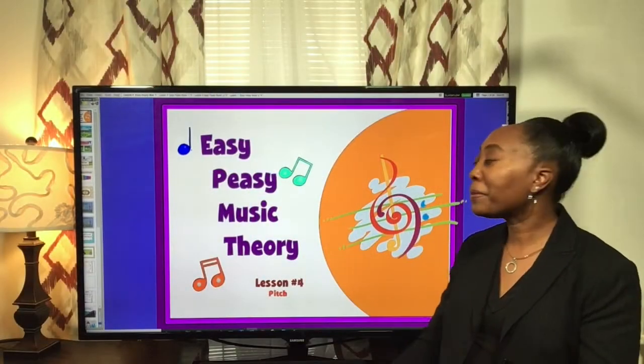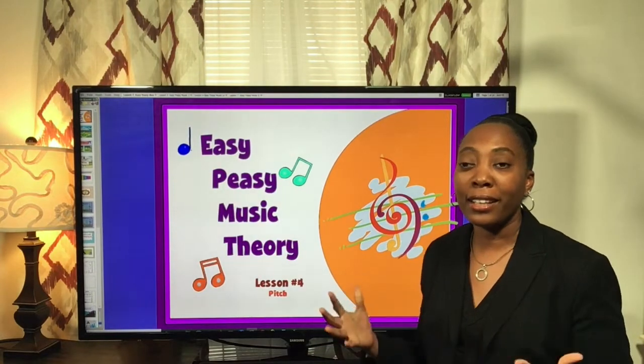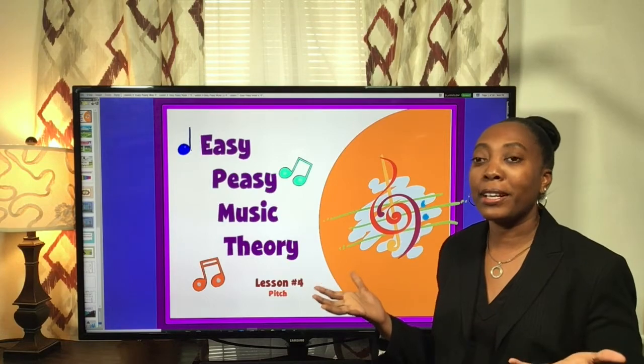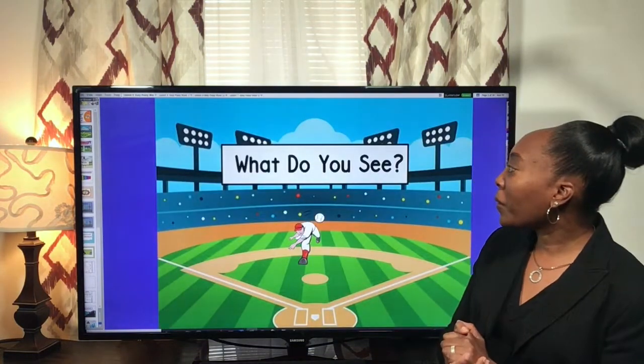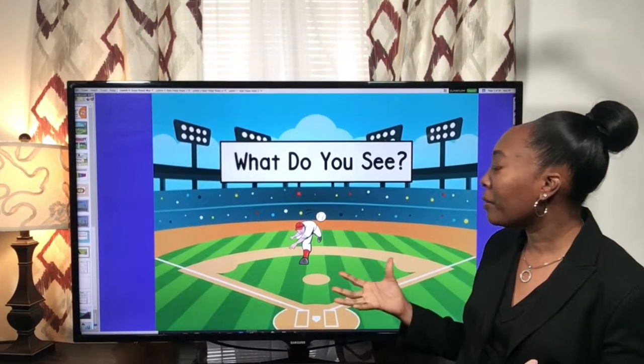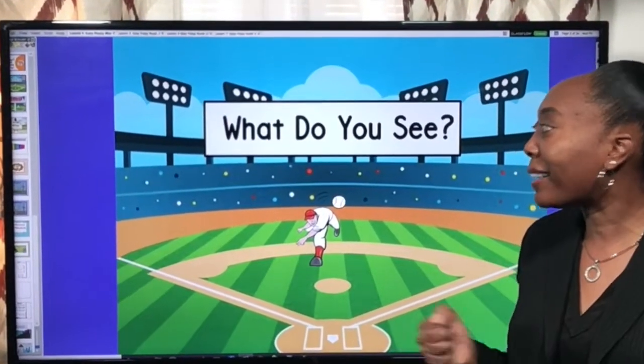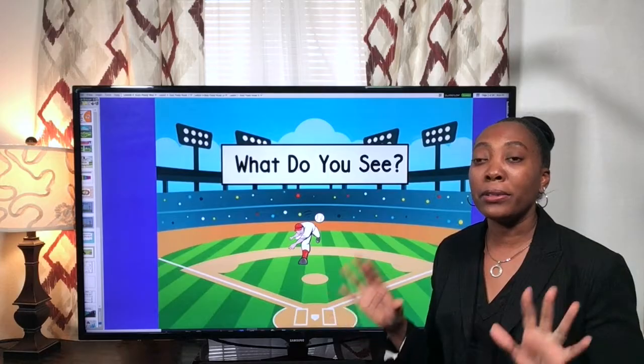So welcome to the next lesson. Our next lesson is all about pitch. So let's see, what are we talking about? All right, so what do you see when you look at this picture? What do you see? Oh my goodness, does it make you think about popcorn? Oh, that's what it makes me think of. But what do you see?